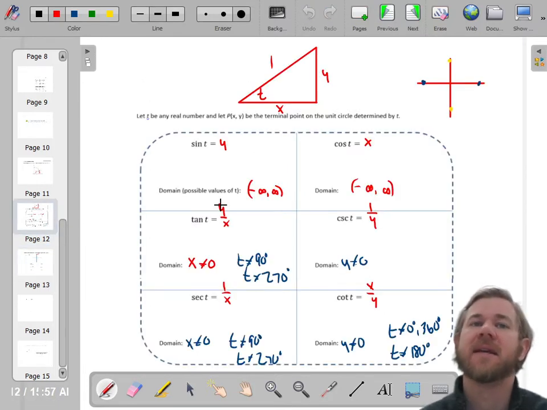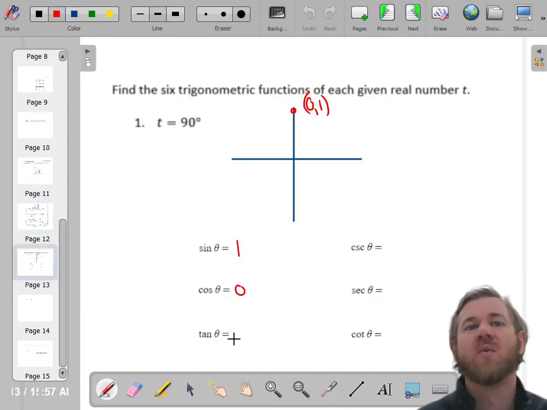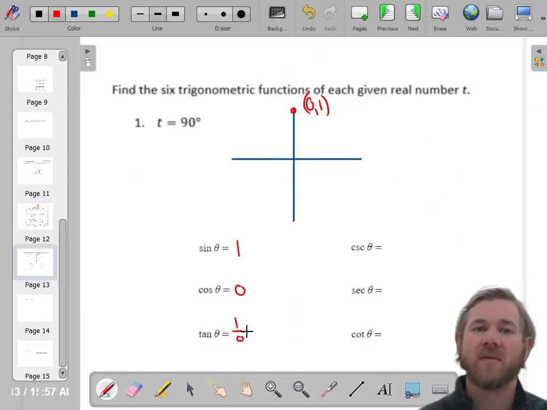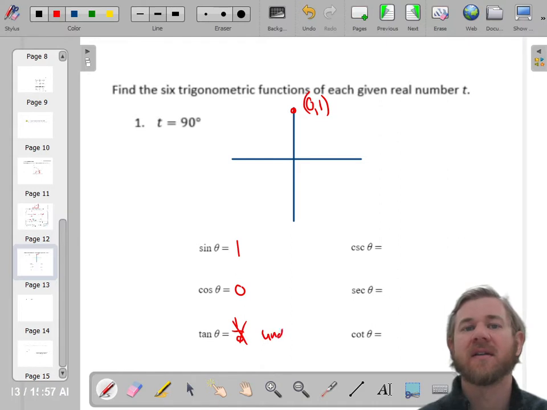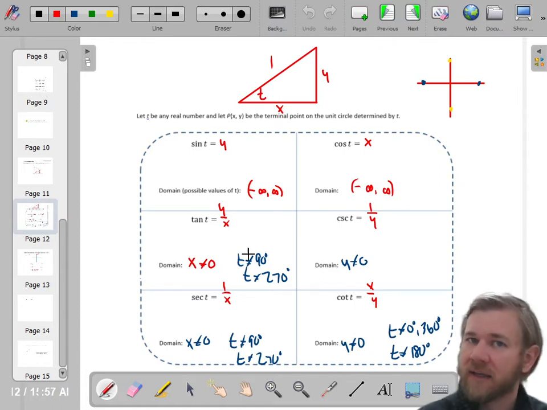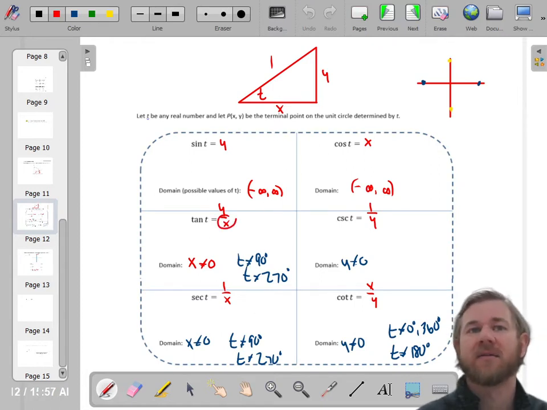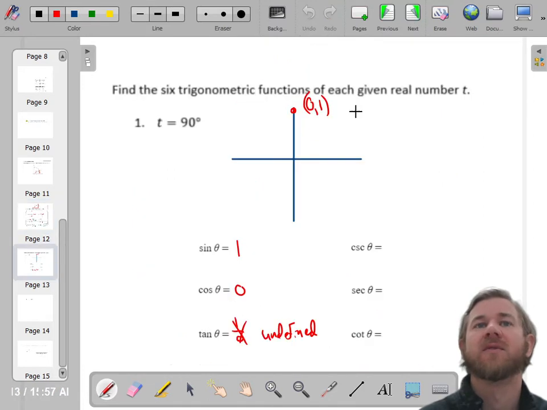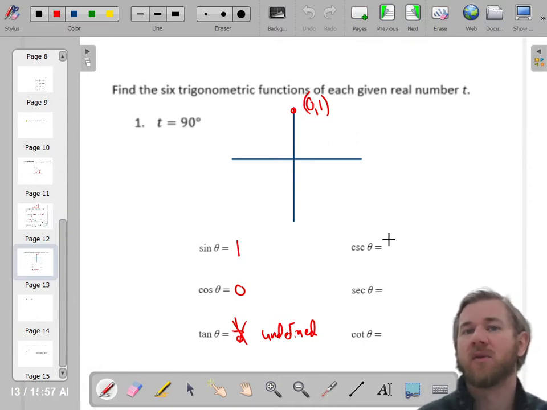What's tangent? Tangent is y over x. So 1 over 0. Wait a minute, 1 over 0, that is undefined. You cannot take the tangent of 90 degrees. Like we said back here, you can't take the tangent of 90 degrees because x is 0 and you can't divide by 0. So if you do y over x, 1 over 0, you get undefined. Cosecant is the reciprocal of sine, so the reciprocal of 1 is 1. Secant is the reciprocal of 0, so 1 over 0, and for the same reason, this is undefined.